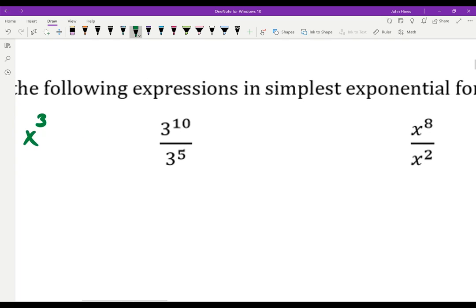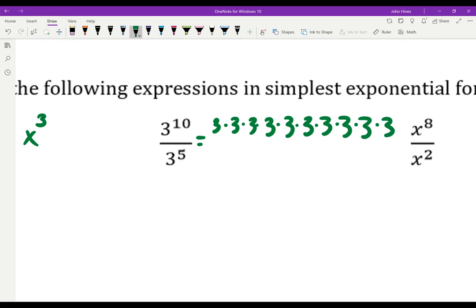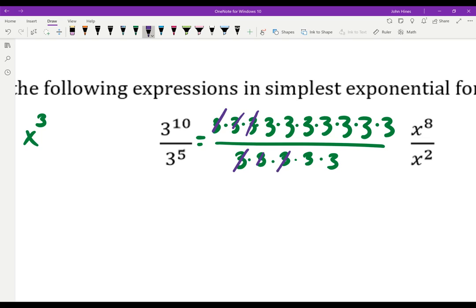Here I have 3 to the 10th, so here we go already. 1, 2, 3, 4, 5, 6, 7, 8, 9, 10 over 3 to the 5th. And then all I have to do here is divide out common factors. Goodbye, goodbye, goodbye, goodbye, goodbye. I lost 5 on the top, 5 on the bottom, and I'm just left with 3 to the 5th.